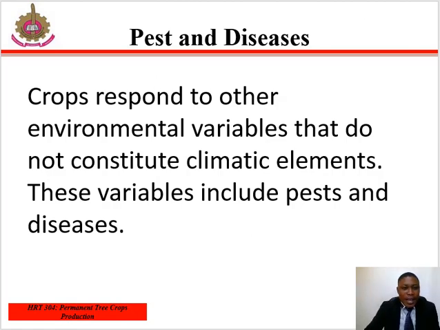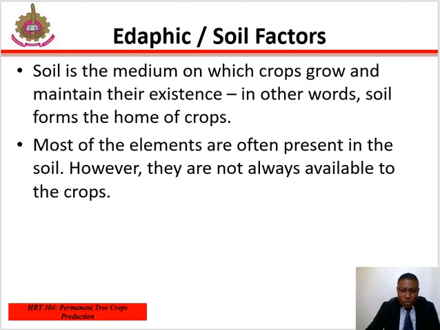Edaphic factors now. Edaphic factors include soil factors. Soil is the medium on which crops grow, though we now have projects whereby crops grow on water. That is the hydroponic medium of agriculture, which is a new method that is in existence in some of the developed countries. But in Nigeria, where we are, crops only grow on soil and maintain their existence through the elements and the ingredients in the soil. Most of the elements are often present in the soil. However, they are not always available to the crops.